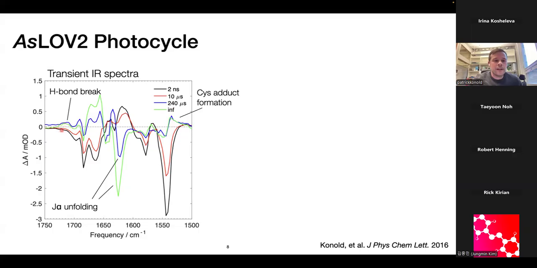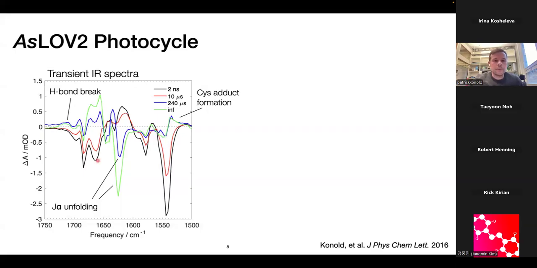And then you see on the other side here a signature of a hydrogen bond breaking, the small positive band here, which is the glutamine near the chromophore, which is on the previous slide. And finally, there's a large bleach or loss at around 1630 wave numbers, which we determined was assigned to the J alpha band, the amide-1 band of the J alpha helix. And that loss occurs in two steps, it appears. One coincident with the adduct formation, and then continuing over a few hundred microseconds.